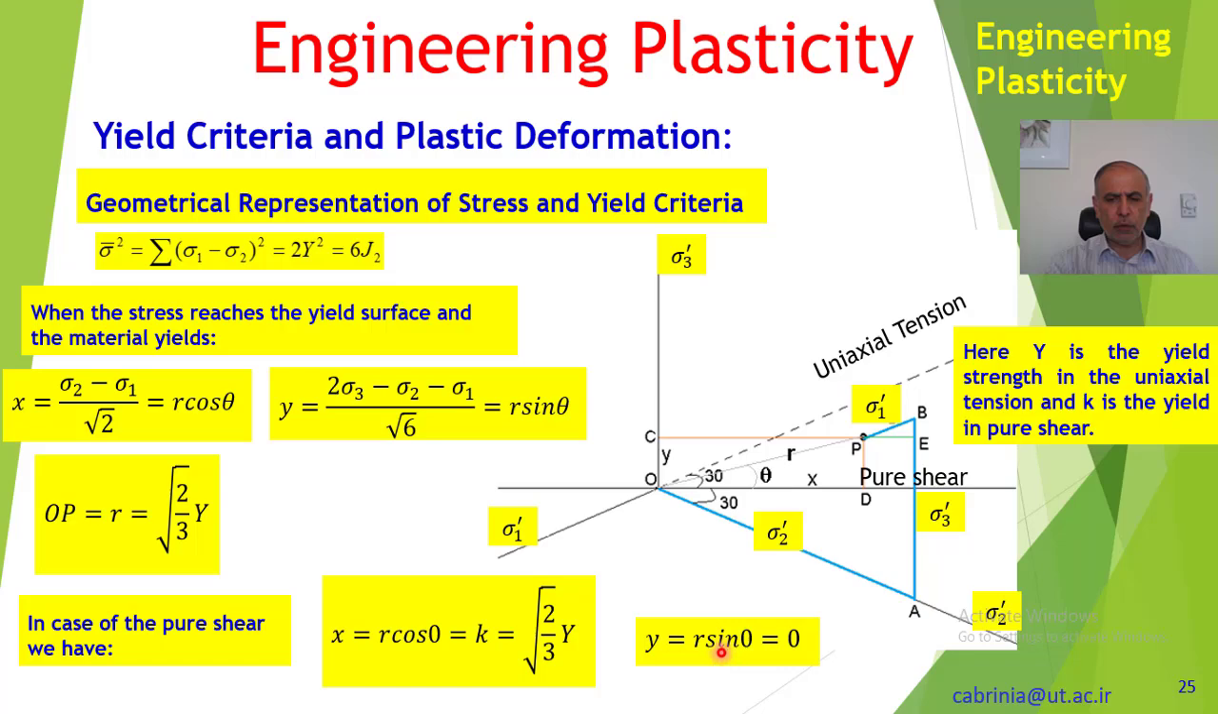And Y is equal to R sine 0 is equal to 0, so Y is 0. So that is OD. When it reaches the yield point in shear, which yield point in shear we usually call K. And this is the relationship between K and Y.